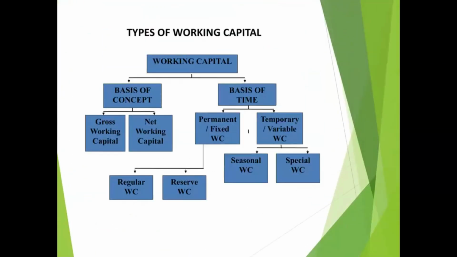Another important classification, for example, on the basis of time, is permanent working capital. Permanent working capital means whatever fixed expenses of a company, like salary, rent, electricity. So a portion of working capital which we are using for all the fixed expenses of every month is called fixed capital. Again, it is divided in two parts, regular working capital and reserve working capital.